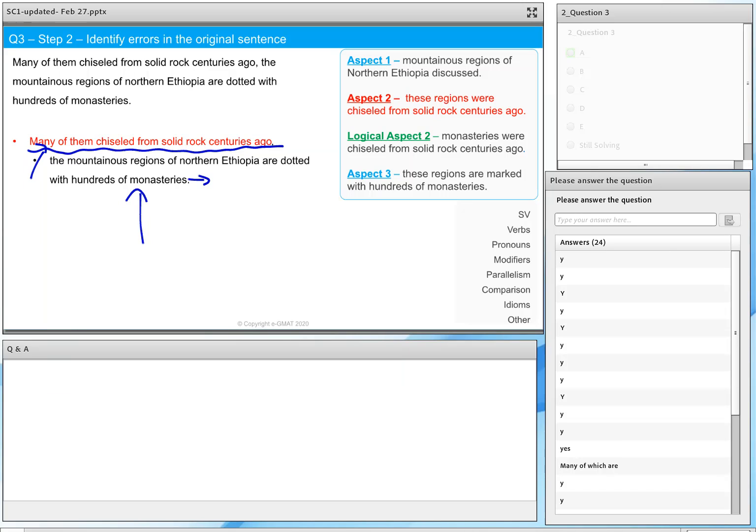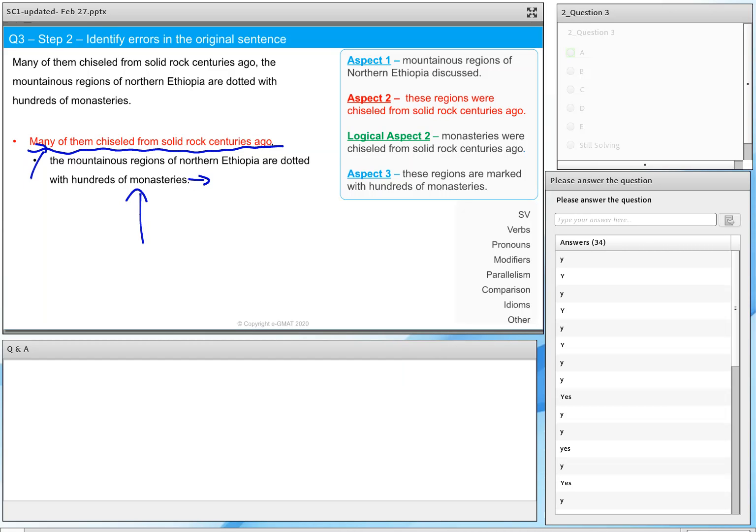Good. All of you do agree with me. In fact, most of you, I would say, do agree with me. That's all we need to do. Many of them, monasteries, are chiseled. So why do we have it closer to mountainous regions? Let's put it closer to the monasteries. That's all we need to do, and then the sentence will be fine.